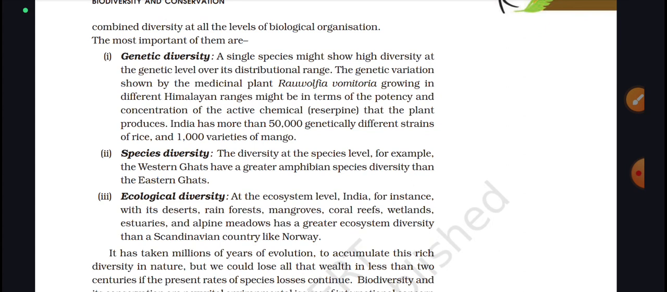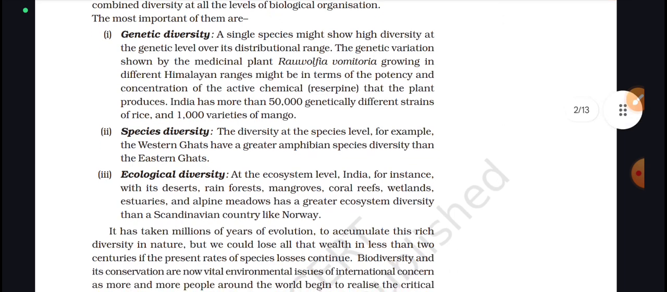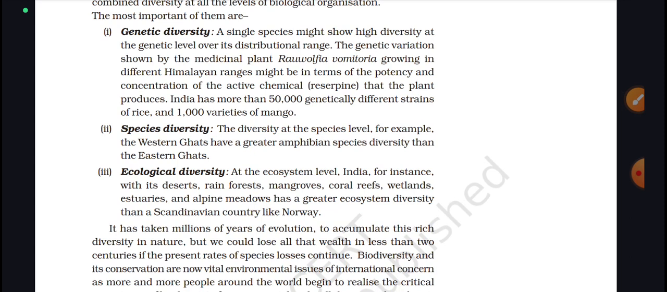Species diversity. The diversity at the species level, for example, the Western Ghats have a greater amphibian species diversity than Eastern Ghats. Ecological diversity. At the ecosystem level, India, for instance, with its deserts, rainforests, mangroves, coral reefs, wetlands, estuaries, and alpine meadows, has a greater ecosystem diversity than a Scandinavian country like Norway.